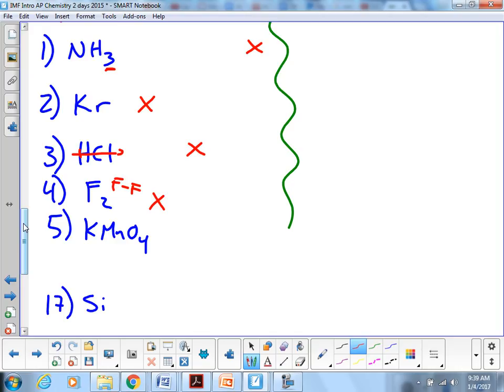Okay, that's one clue. You're right, it's ionic. It's a polyatomic ion. So if that jumps out at you, go, oh yeah, that looked like a polyatomic ion. Done, polyatomic ion, so it is ionic. I'll just write ionic.